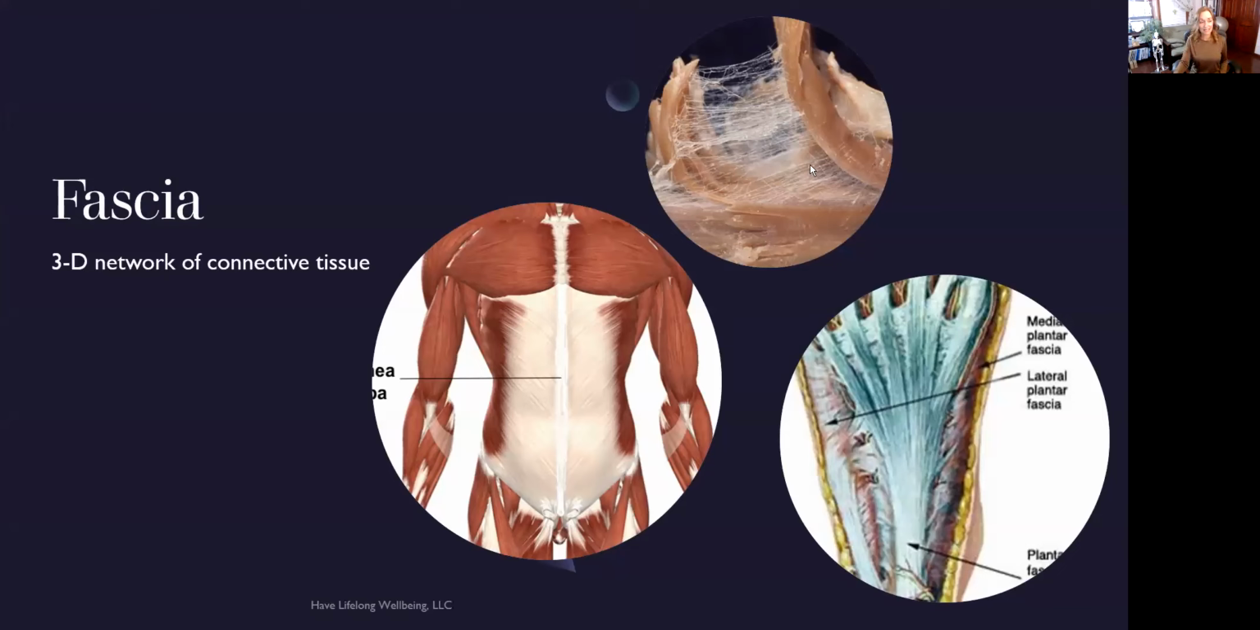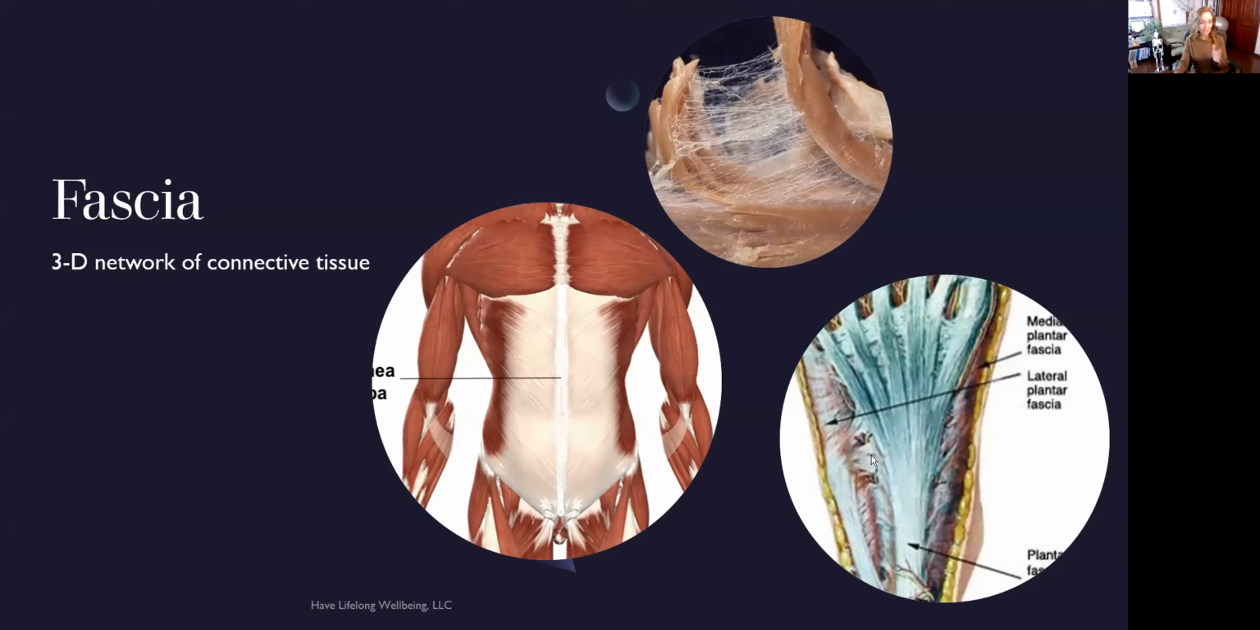This is what it looks like in real life, sort of like that milky looking saran wrap stuff that you'll see if you lift the skin off of the meat of a chicken. But we have this same stuff. And then this is the fascia in the bottom of the foot.